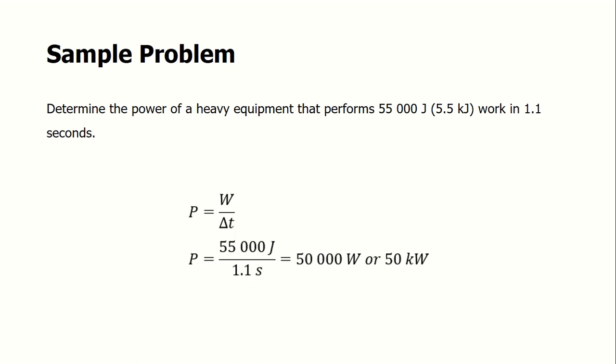So power will be equivalent to work divided by time. Work is 55,000 joules in our example, divided by 1.1 seconds, that's the time. If we divide the two, what we will get is 50,000 watts. Or if we want to express this in kilowatts, we just divide by 1,000. So 50 kilowatts.